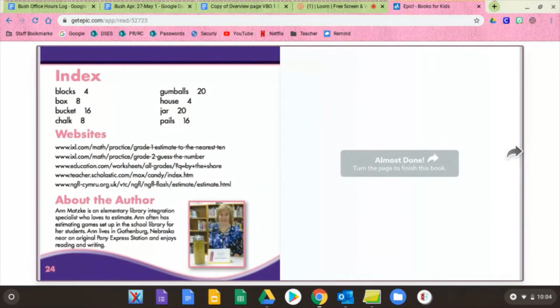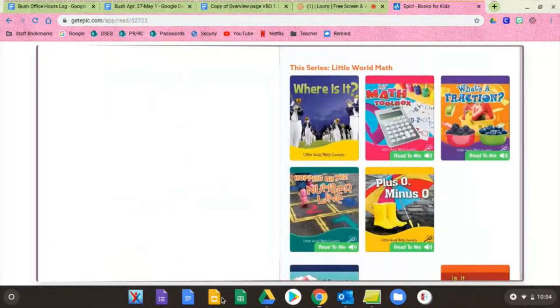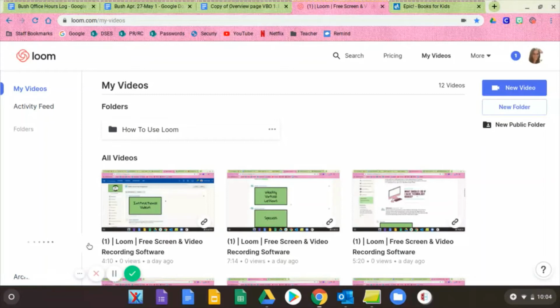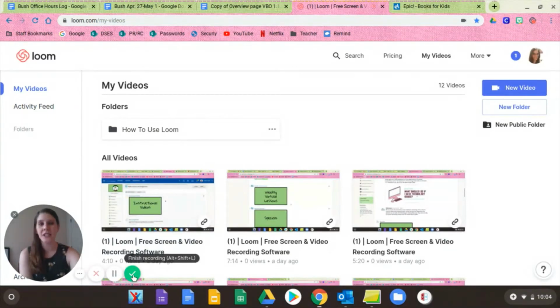The end. So you notice when we were reading our book, it didn't ask you if it was exactly the amount. It wasn't asking you to count. It was asking you to make your best estimate or your best prediction on how many you thought.